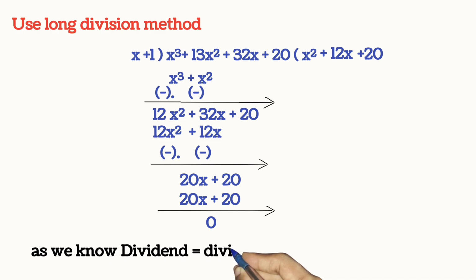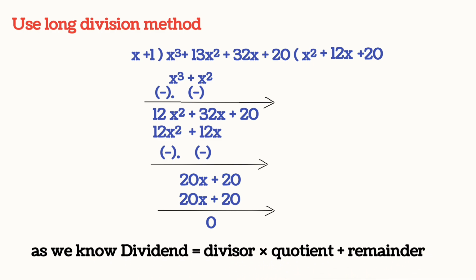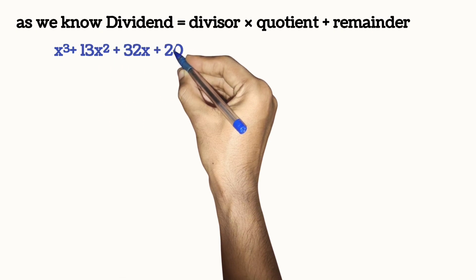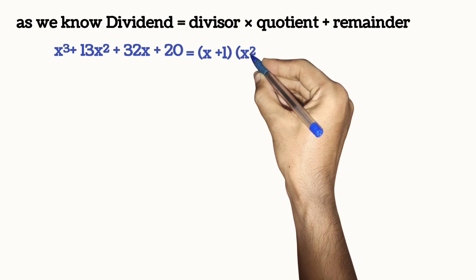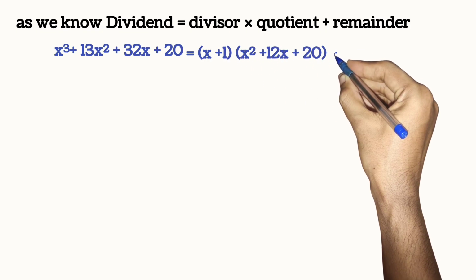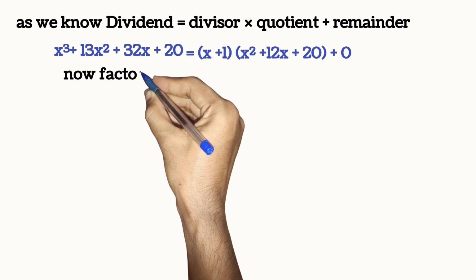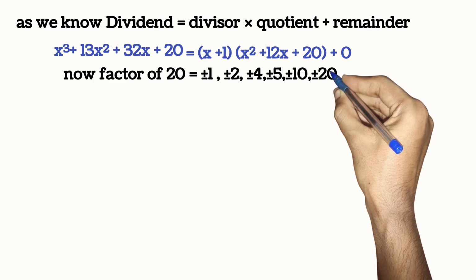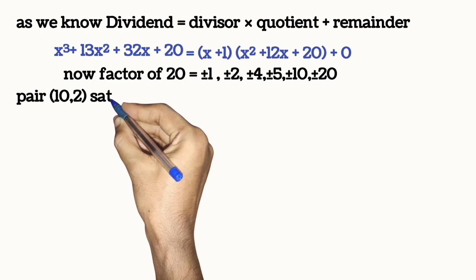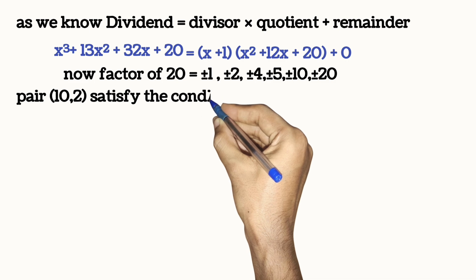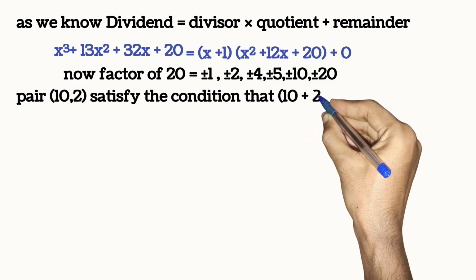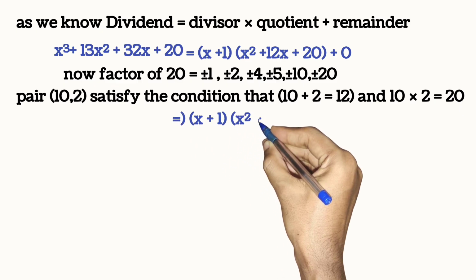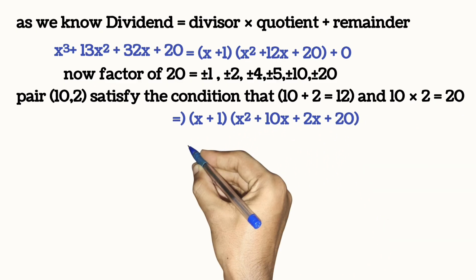Now after subtraction, we get 0 as a remainder. As we know, dividend equals divisor into quotient plus remainder. x cubed plus 13x squared plus 32x plus 20 is equal to x plus 1 into x squared plus 12x plus 20 and plus 0. Now the factors of 20 are plus minus 1, plus minus 2, plus minus 4, plus minus 5, plus minus 10, plus minus 20. The pair 10 and 2 satisfies the condition that 10 plus 2 is equal to 12, and 10 into 2 is equal to 20. That implies x plus 1 into x squared plus 10x plus 2x plus 20.